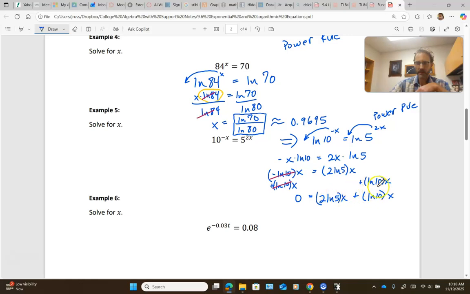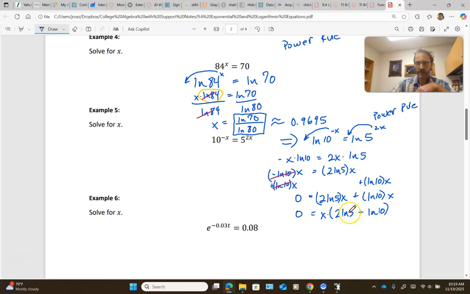They're irrational numbers. And so the way we deal with this is we factor an x out of those two terms. And when we do that, that leaves us with 2 times the natural log of 5 plus the natural log of 10. And so in a sense what we're doing is we're combining those like terms. This is my new coefficient right here of x. Okay, and then this is equal to 0.